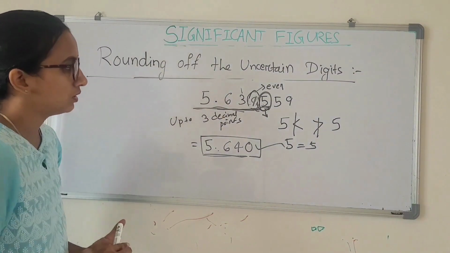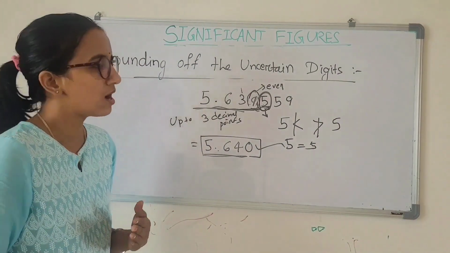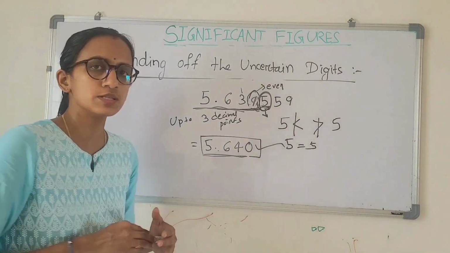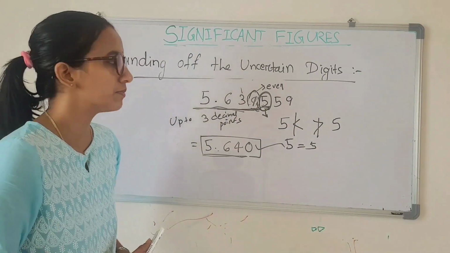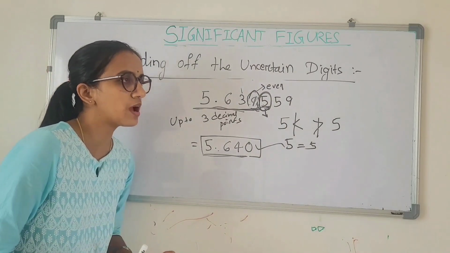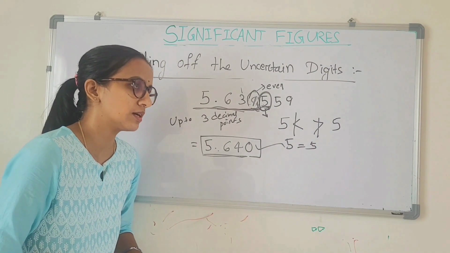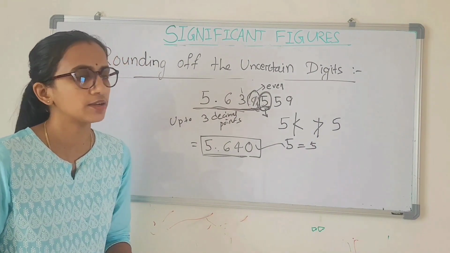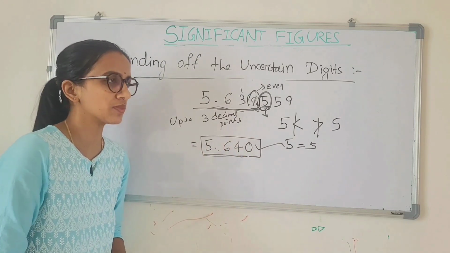So these were the rules governing the doubtful digits, how to deal with the doubtful digits, and how to determine the number of significant figures in a measurement. You have to read all these carefully and practice some questions. If you insist, then I'll take another class for some problems. We can solve some problems also.